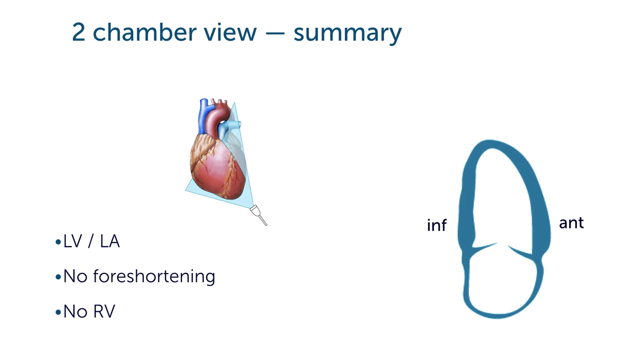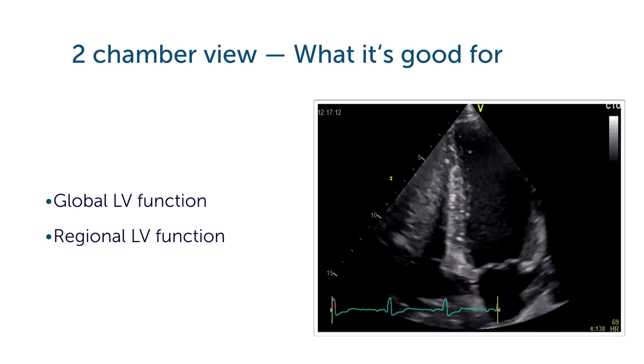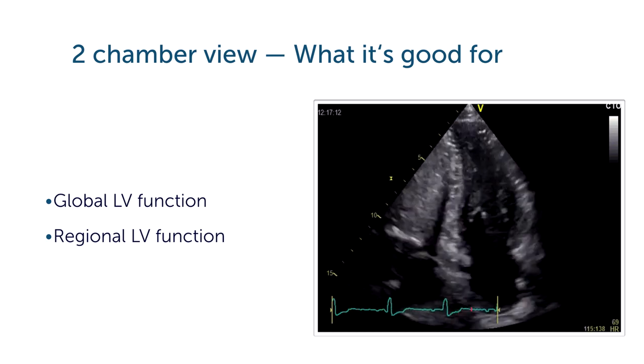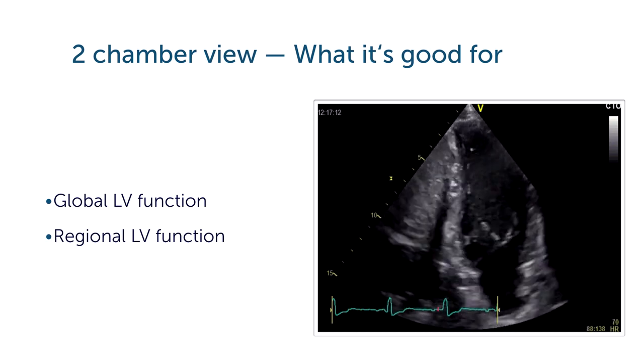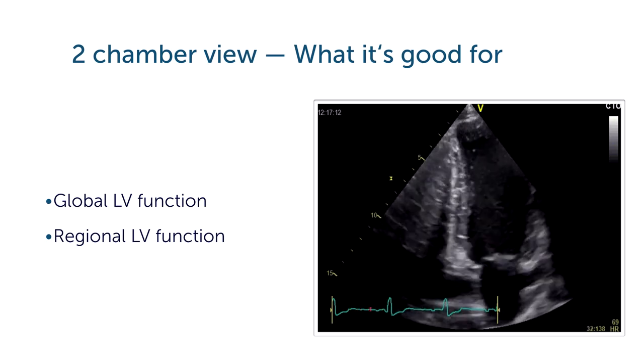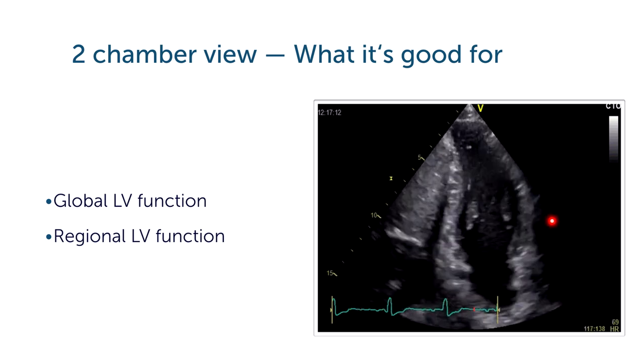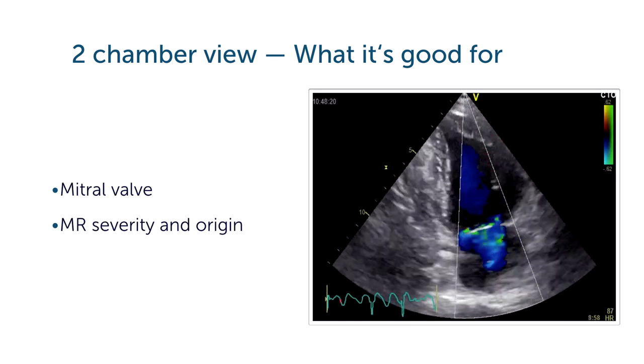In the two-chamber view, you will usually see less foreshortening, and you can look at the left atrium, and sometimes it's even possible, as not displayed in this graphic here, to see the left atrial appendage, which would be somewhere in this region right here. What is it good for? Again, to look at global left ventricular function together with all the other views that we've shown you and will still show you. We'll look at regional wall motion abnormalities. Obviously, we'll look for inferior infarcts here in the inferior wall and anterior infarcts here in the anterior wall.